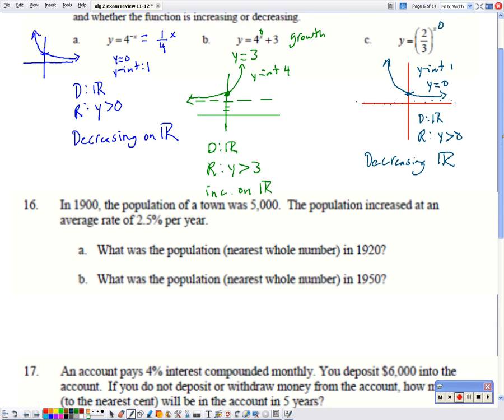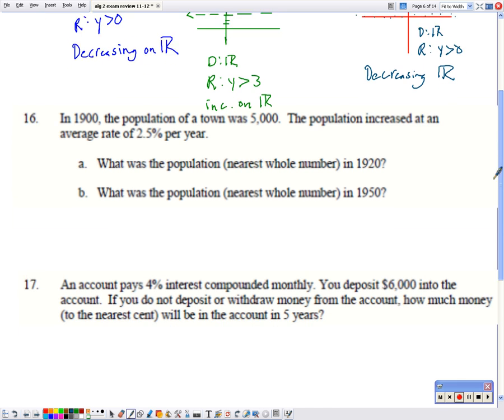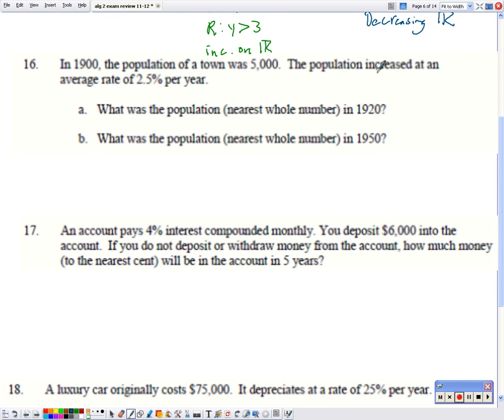Number 16. In 1900, the population of a town was 5,000. The population increased at an average rate of 2.5% a year. What is the population to the nearest whole number in 1920 and 1950? Well, the first thing I want to do is write a growth function.